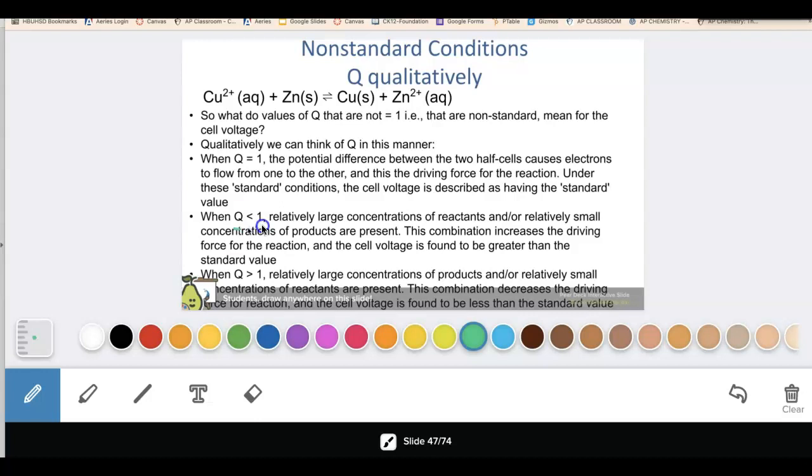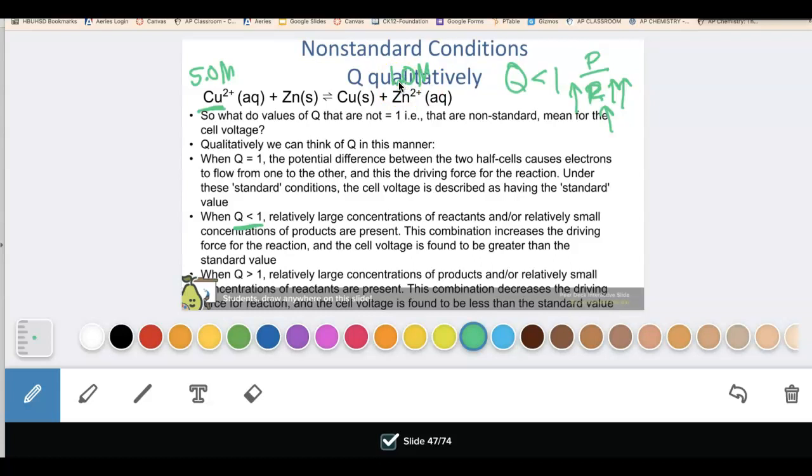So what happens when Q is less than 1? Well, let's talk about what that means. Q is less than 1. That means too much reactants, right? That's what gives you a small Q. So more concentration of reactants. So I'm going to make up a fake example. I'm going to say my reactants have more concentration. So I'm going to call this 3 molar, or I want to call this 5 molar, and I'm going to call this 1 molar.